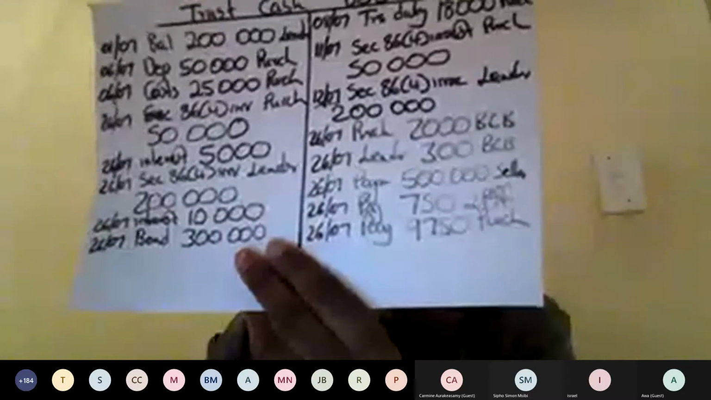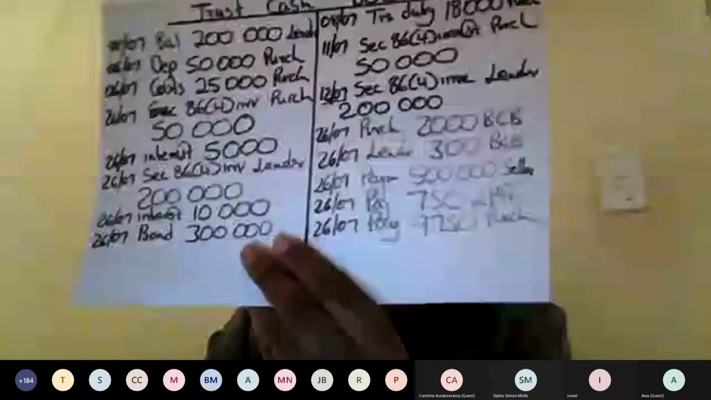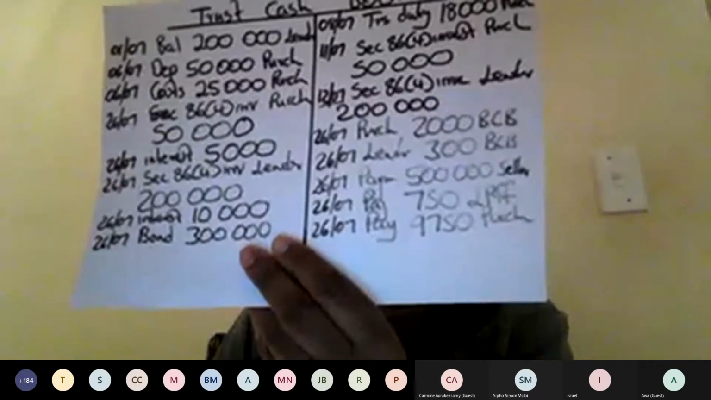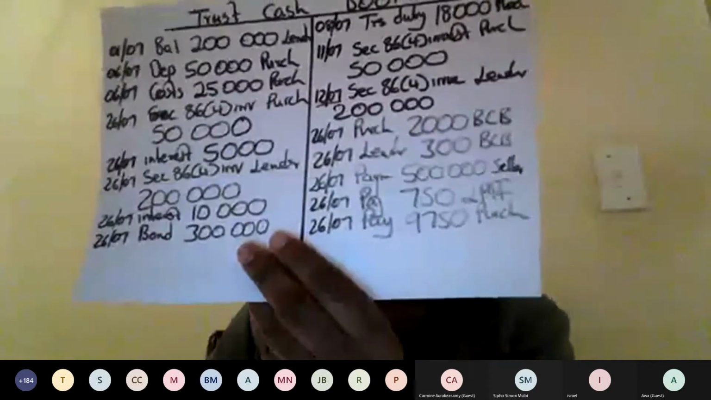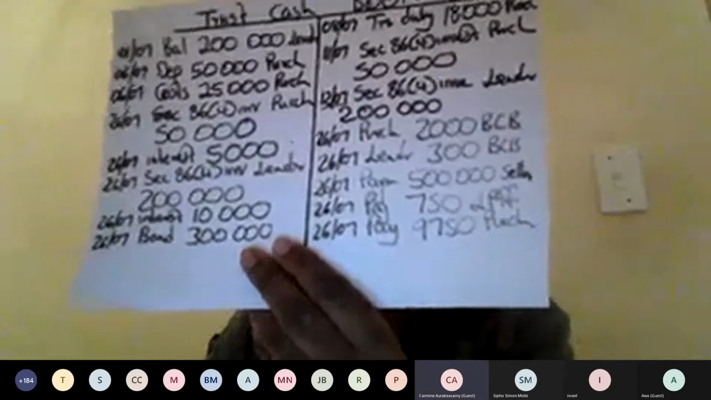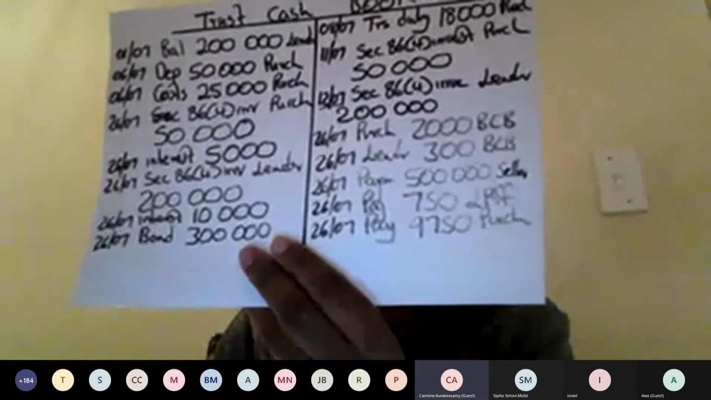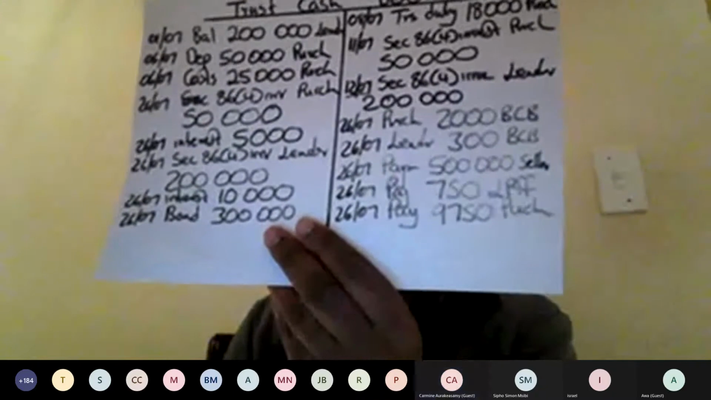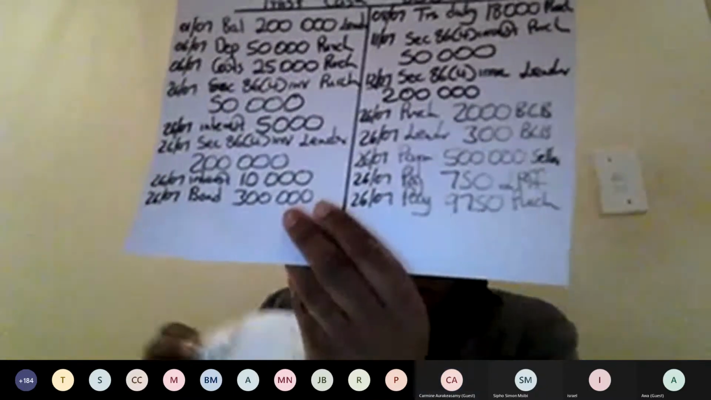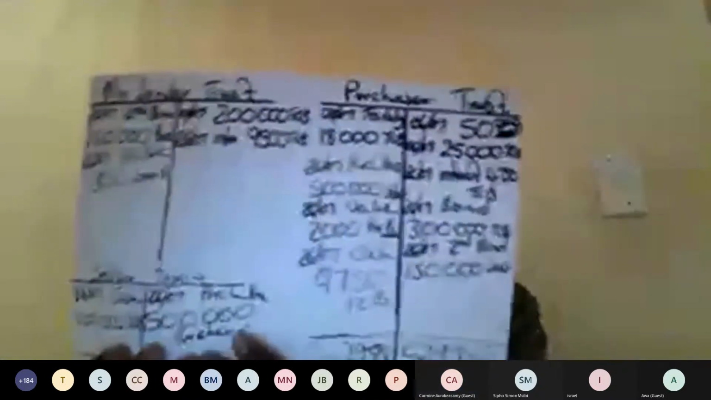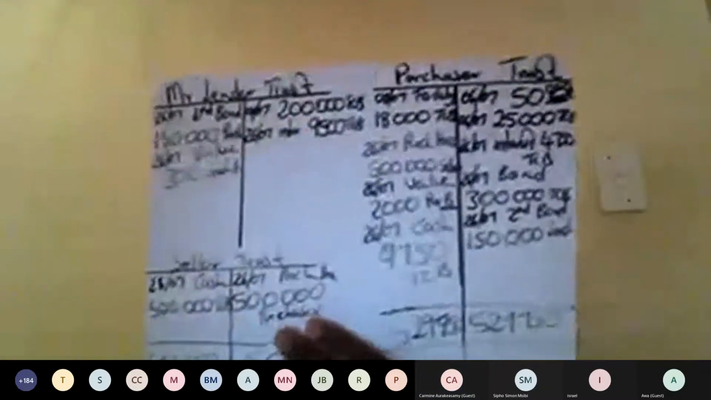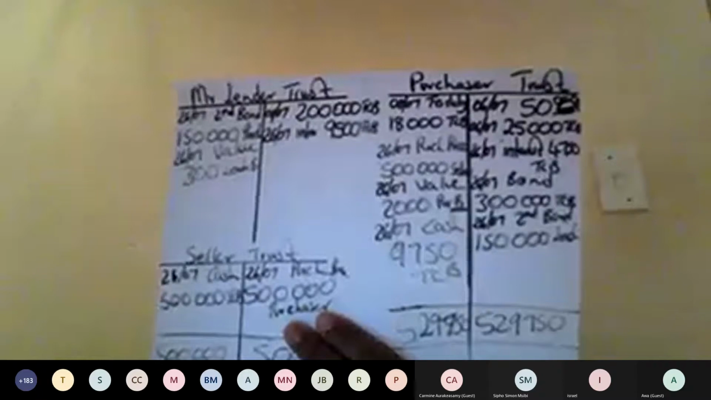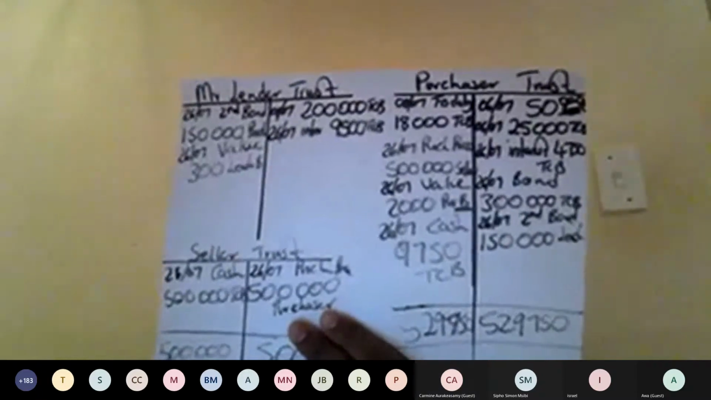And then you go to the purchaser's trust ledger account. On the debit side, you are going to debit 26 of 7. That cash again, 9750 TCB. Then you go to the purchaser's trust ledger account, and then you debit the same amount, 9750 from your trust cash book.